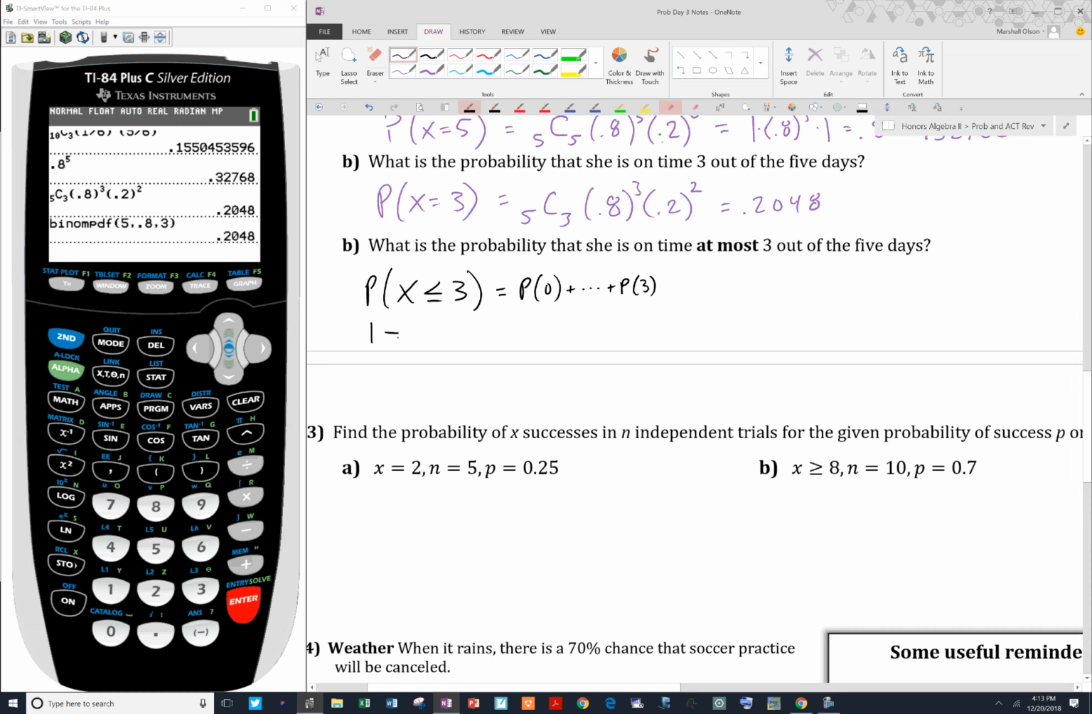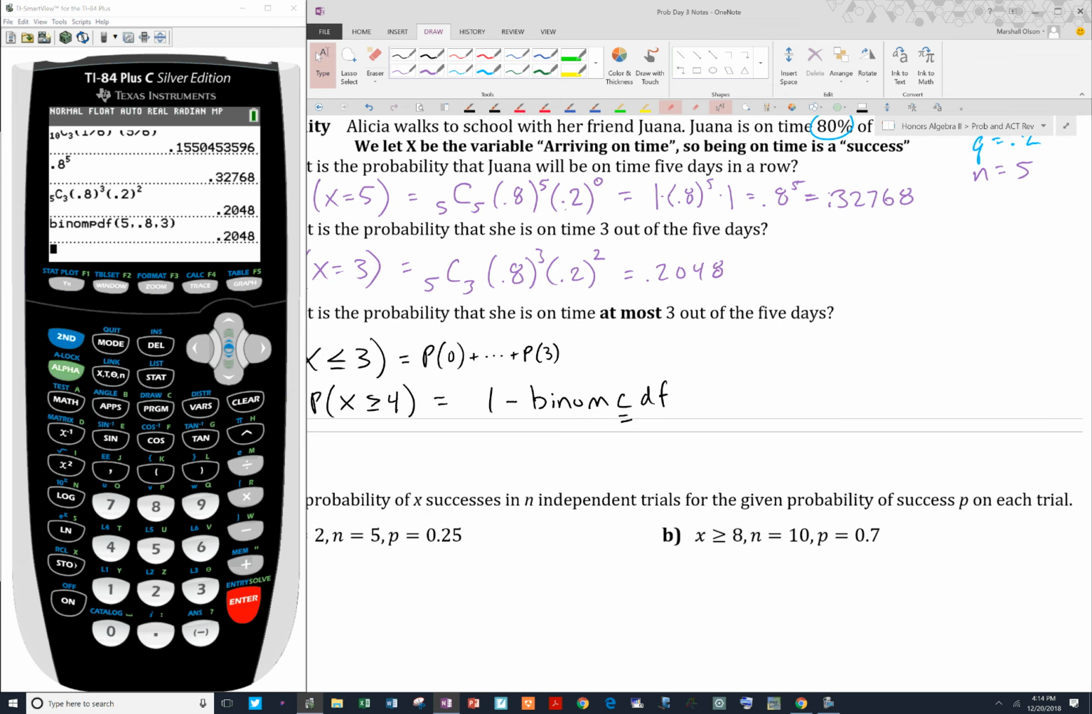The complement to being on time at most 3 of the days would be that she's on time 4 or 5 of the days. So we're going to find that. That would only have me calculating 2 probabilities using the binomial PDF. But I've got another little trick for you here too. We're going to use binom CDF this time, and I'll explain what that is.